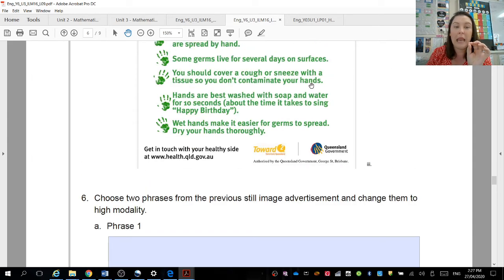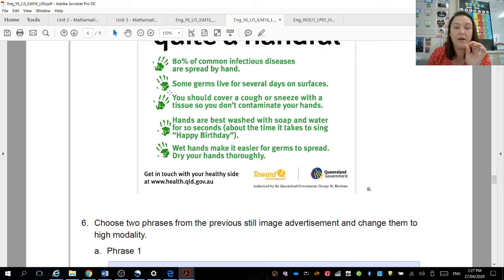So you are going to find one of these facts, and you're going to change them to high modality. So, "some germs live for several days on surfaces." Let's just choose that one for an example. Let's highlight that one. Okay, this one here.